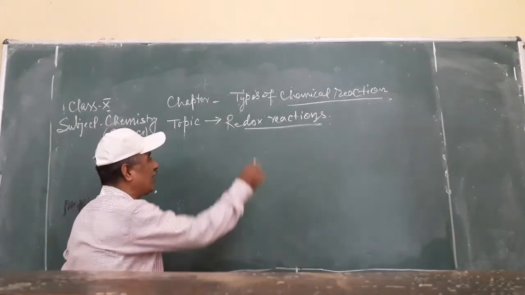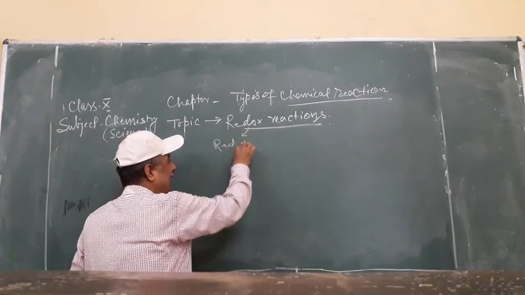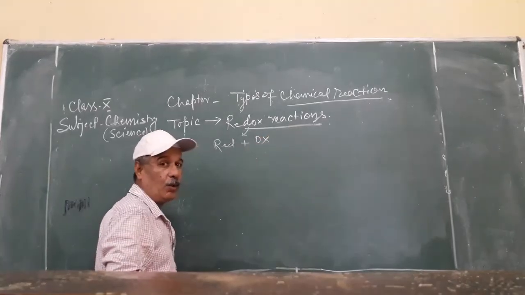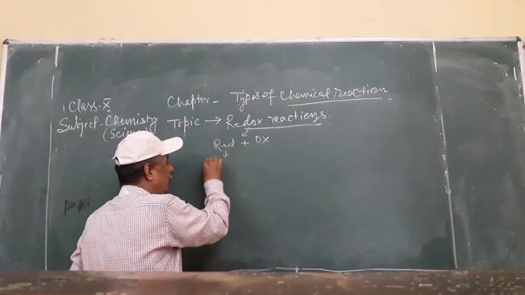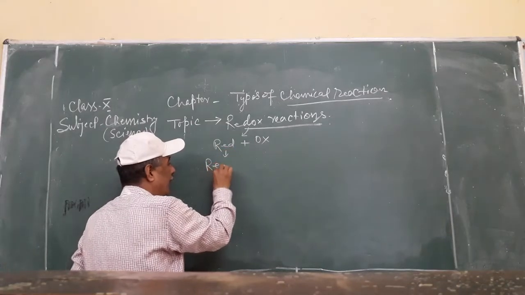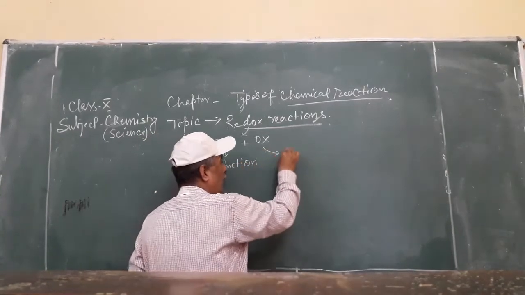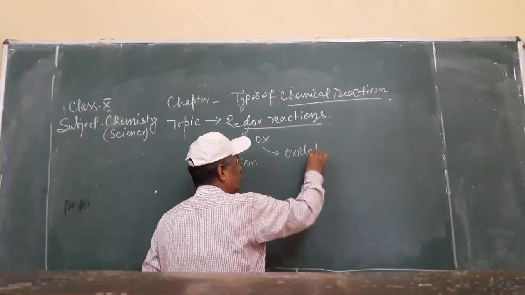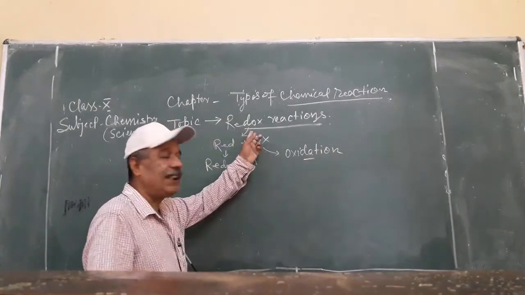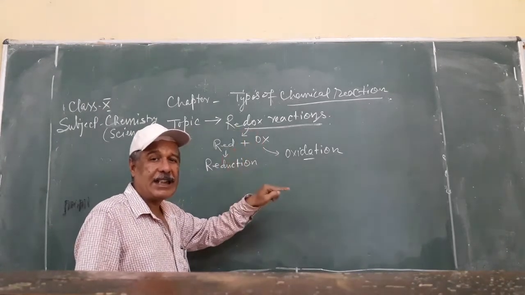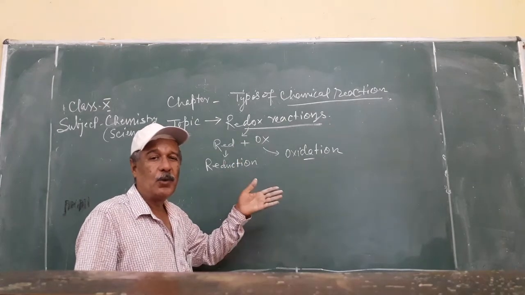Correct? Actually, in redox reaction, the word redox is made up of two words, RED and OX. Both make redox. This RED stands for reduction and OX stands for oxidation. So, what is redox reaction? Redox reaction is a combination of oxidation reaction as well as reduction reaction, both.